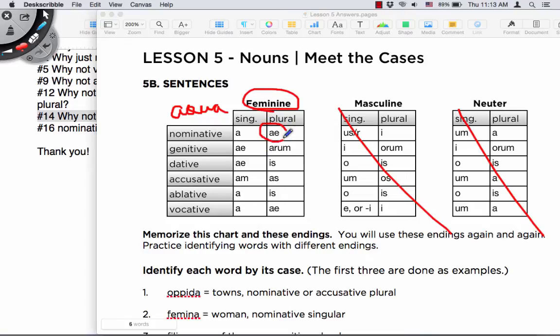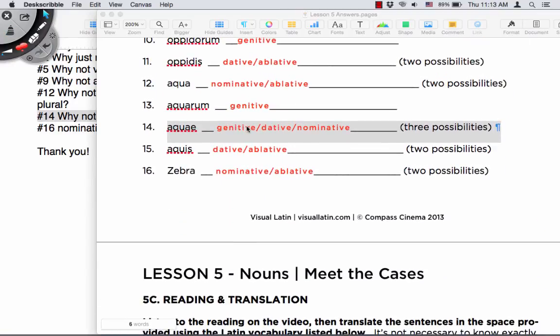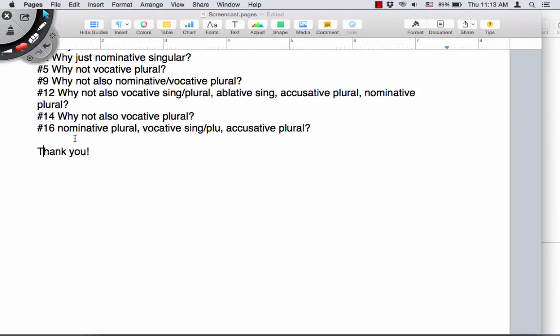So we have nominative plural as an option, genitive singular as an option, dative singular as an option, and vocative plural as an option. If you write vocative plural as an option, grammatically that's okay. Realistically, it's a little weird, but I should have put four options in there, just in case anybody wants to include the vocative as an option. And the last one, nominative plural.